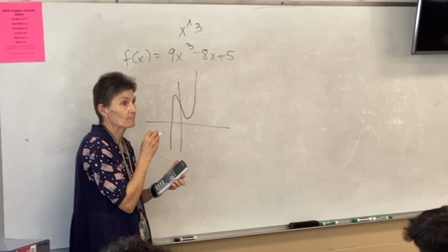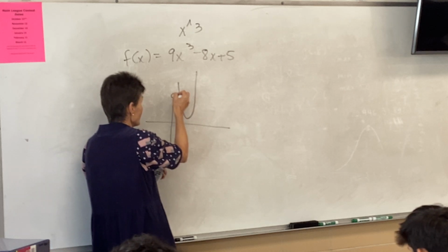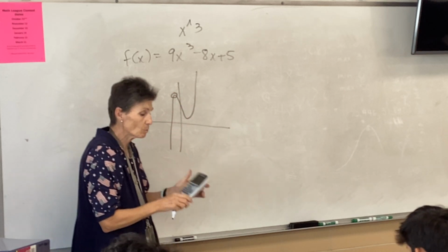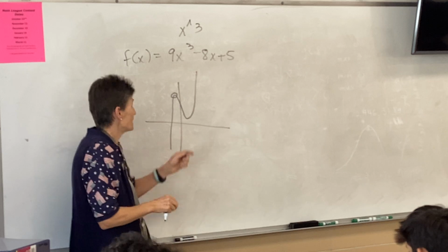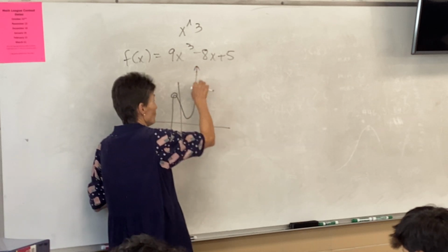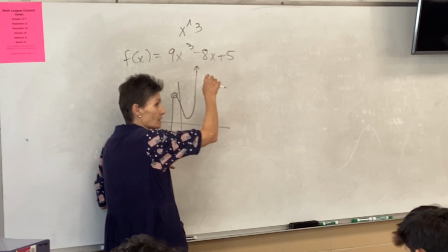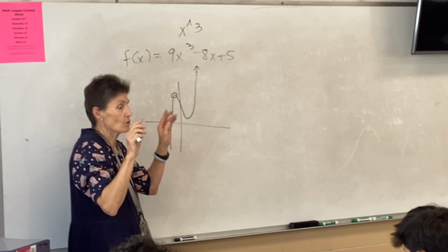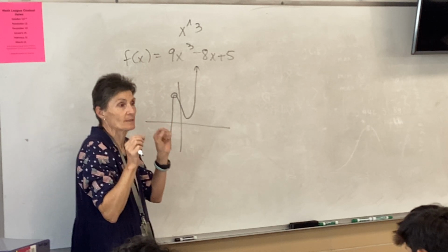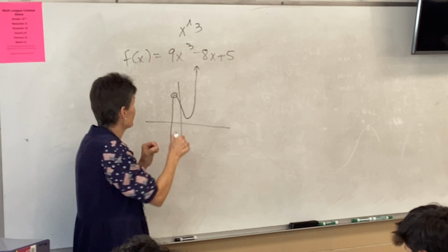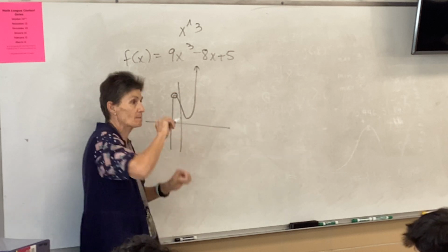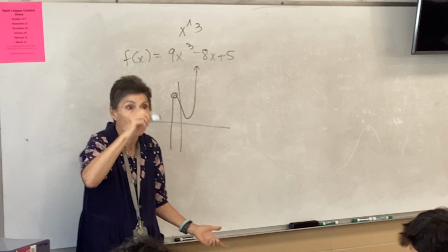So I got something that looked like this. Did you? This would be my relative maximum. Now, the reason the word relative is there is because what does this picture do over here on this side? It goes up forever. So is there an absolute maximum? No. But there is a relative maximum, which is what we call a top of a hill.